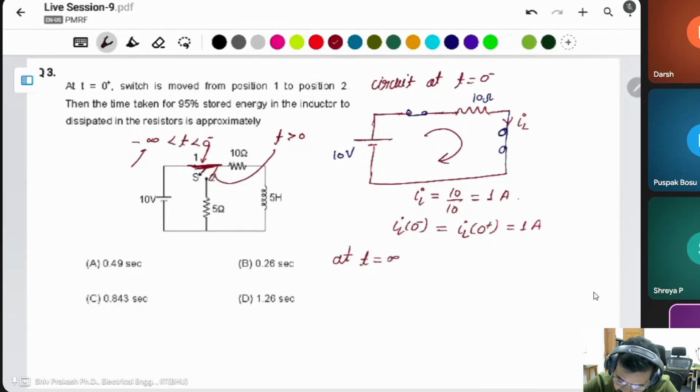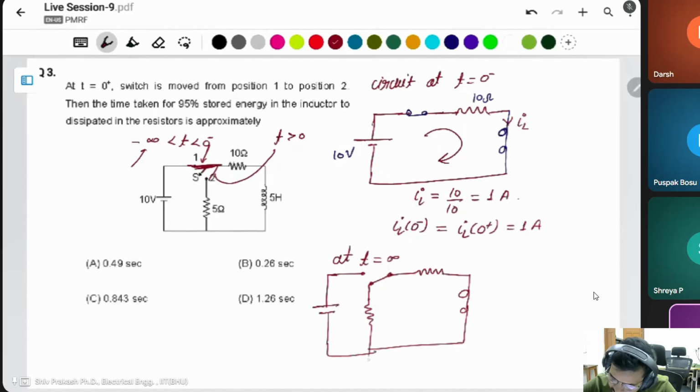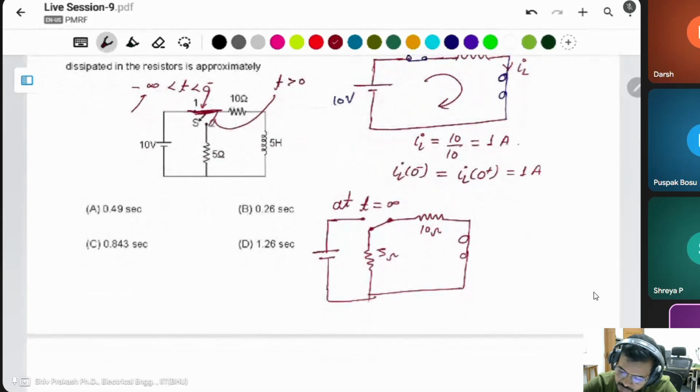The circuit is closed at t equal to 0 here. In the steady state, the inductor is again a short circuit. This branch is open because the switch is connected there. This is 5 ohm. This is 10 ohm. Find this current IL in this condition. What is the current IL?